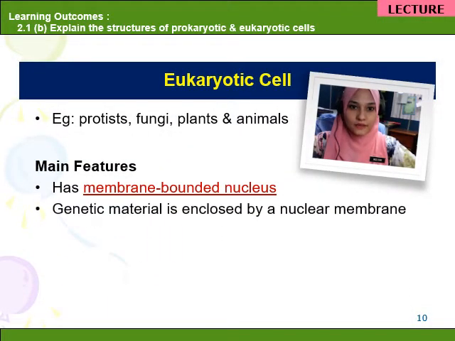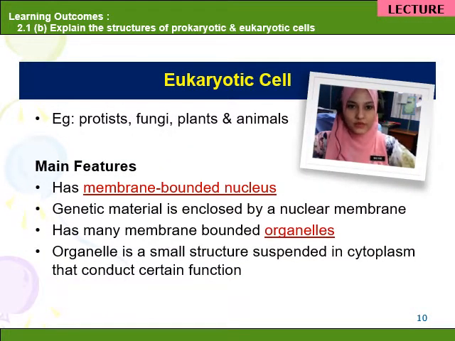Next is about the eukaryotic cells. Examples of eukaryotic cells are protists, fungi, plants, and animals. There are several main features of eukaryotic cells. The first one is they have a membrane-bounded nucleus, and its DNA is enclosed in a nuclear membrane. Besides that, it has many membrane-bounded organelles, which I am going to explain later. Each organelle is a small structure suspended in the cytoplasm that conducts certain functions in a cell.